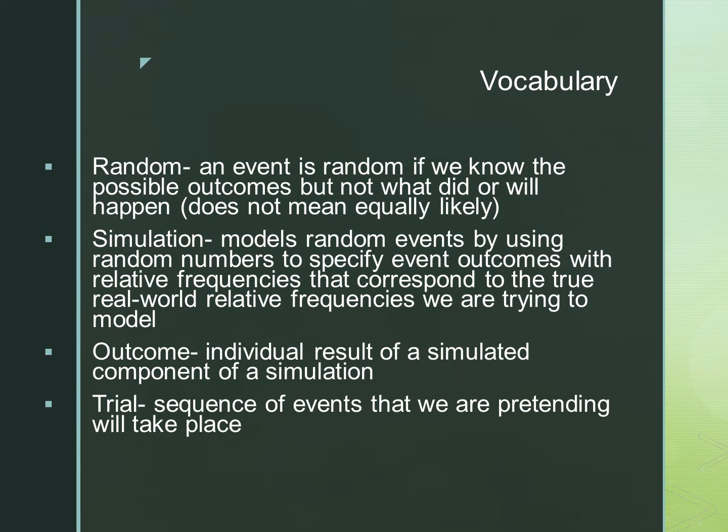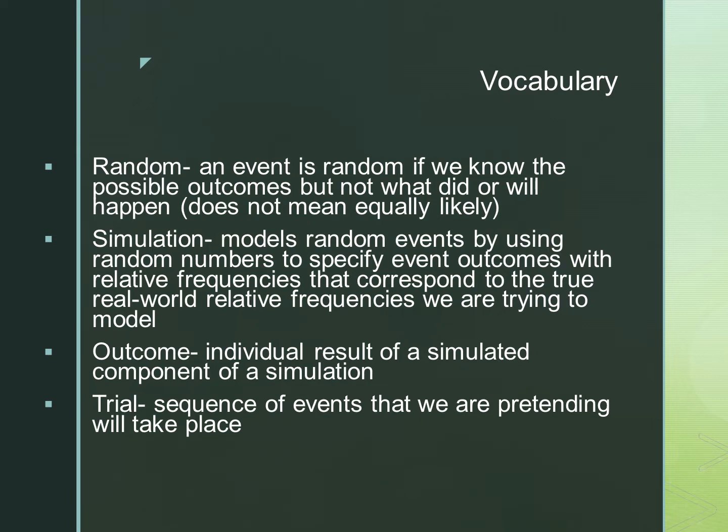We are going to be doing simulations. Simulations model random events by using random numbers to specify event outcomes with relative frequencies that correspond to the true real-world relative frequencies that we're trying to model. For example, if I want to model flipping a coin 500 times, I probably don't actually want to flip a coin 500 times and count how many heads. That seems daunting, right? But we can very quickly, with our calculator, simulate that by using the numbers 0 and 1. And we're going to do that.